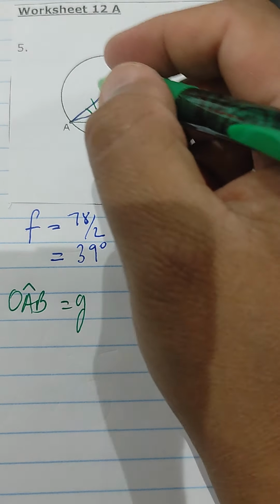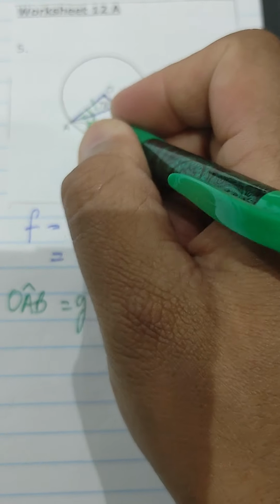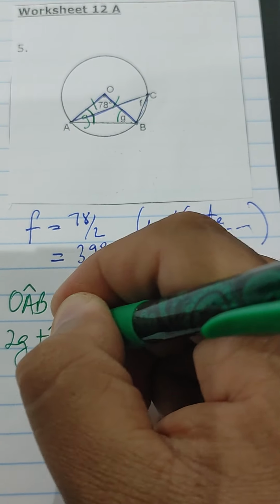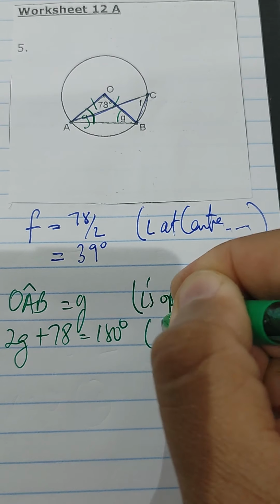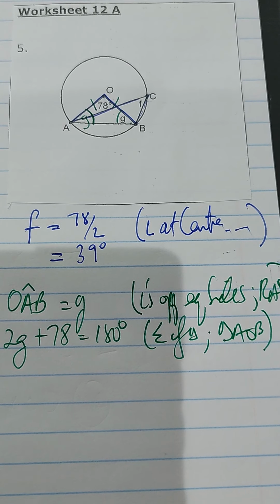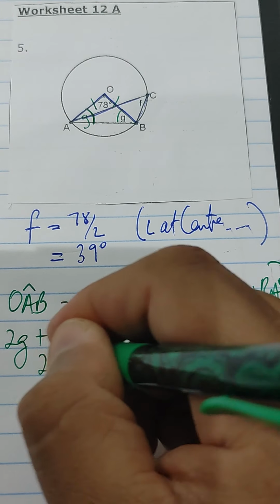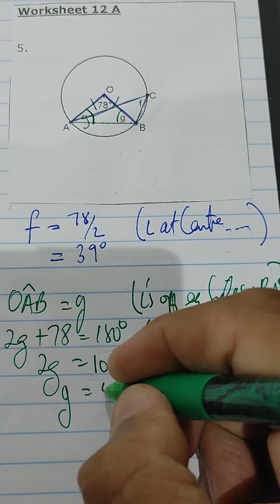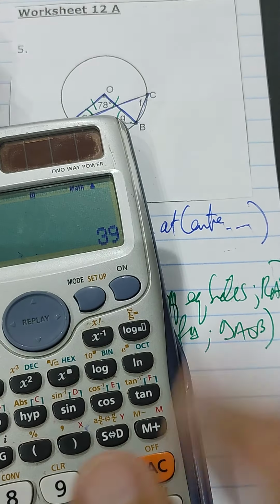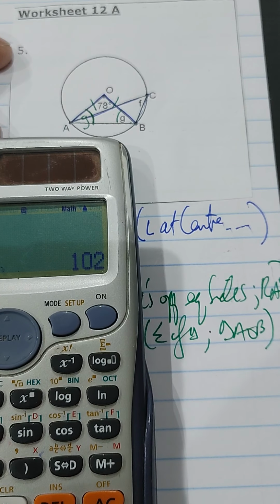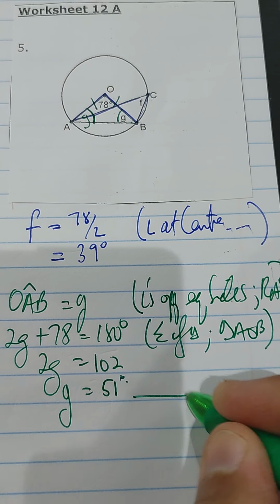So now we got G here, plus G plus 78 equals 180. So 2G plus 78 is equal to 180. Why? Sum of angles in a triangle, and it's triangle AOB. So twice G is equal to 102. Divided by 2, that is going to give you 51 degrees. So 180 minus 78 divided by 2 is 51. That is your G there.